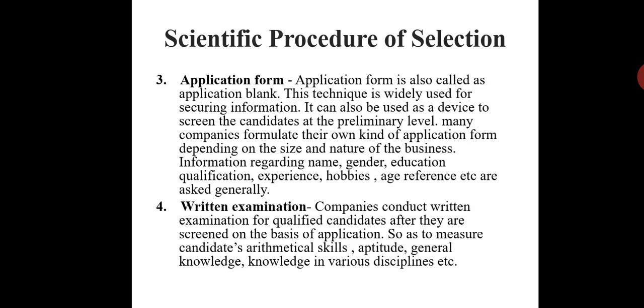Next is the application form. The application form is also called the application blank. This technique is widely used for securing information. It can also be used as a device to screen the candidates at the preliminary level. Many companies formulate their own kind of application form depending on the size and the nature of the business. Information regarding name, gender, educational qualification, experience, hobbies, age, references, etc. are generally asked.